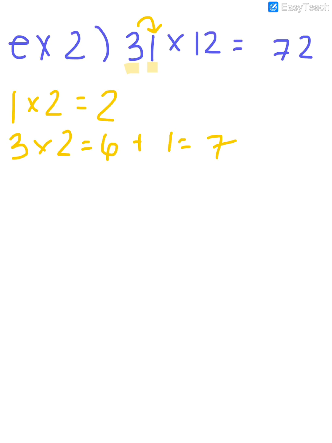Then we're going to go over to our last number, which is the imaginary 0, because there's nothing else to the left of 3. You double that imaginary 0, which we know is 0, and then you add whatever number is on the right, which is 3. So you're just doing 0 plus 3, and our answer is 3. Our final answer is going to be 372.